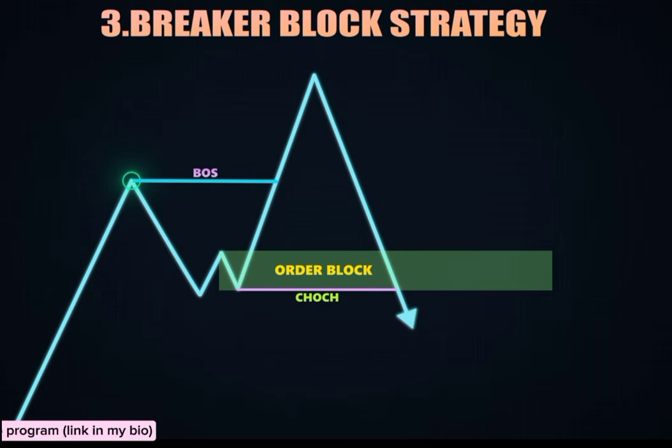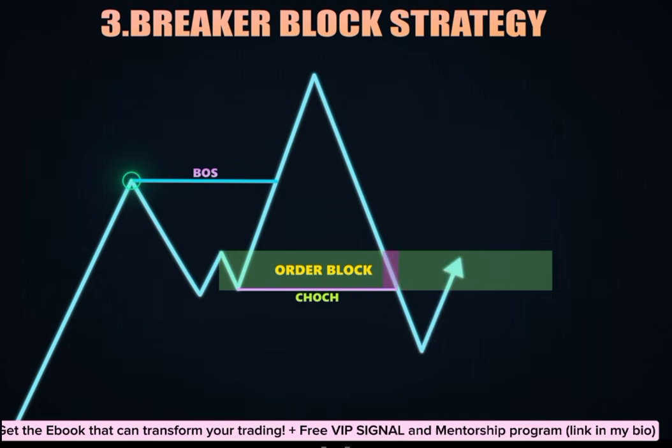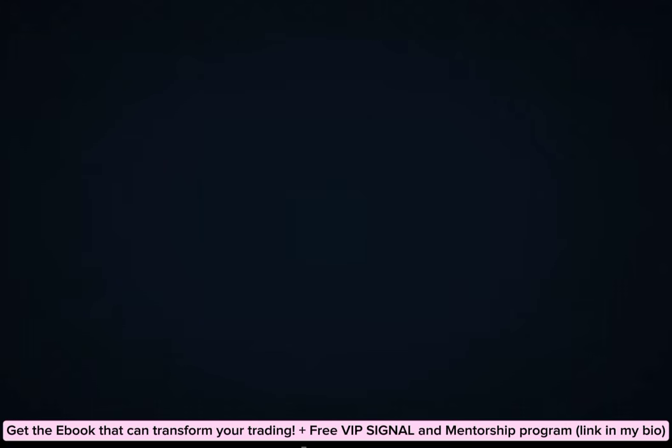So, what comes next? The price starts to rise again, but this time, instead of the old order block helping as support, it turns into resistance. We call this a breaker block. It's like the market is saying, what used to be a buying zone is now a selling zone. Traders who don't notice this shift might think the market is still going up, and then they get caught when the price reverses. Now let's look at a real chart example.